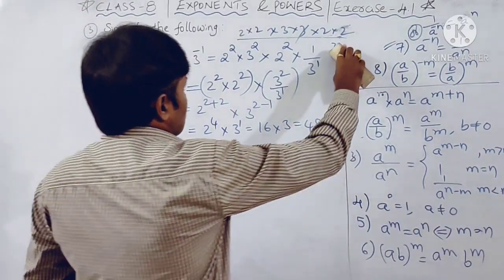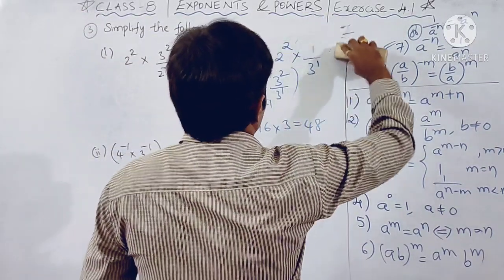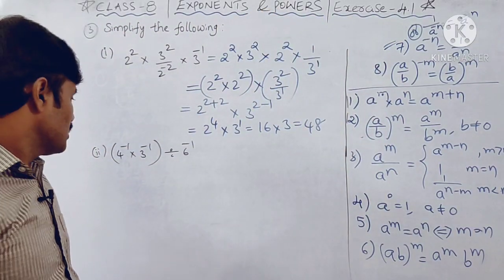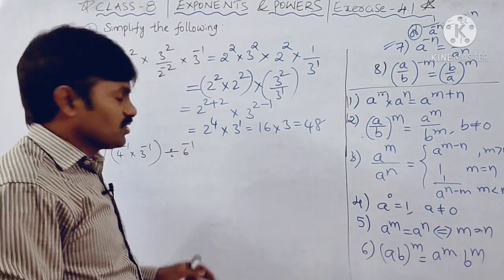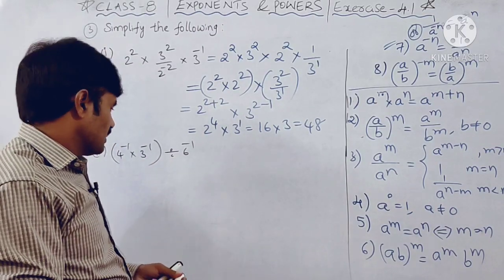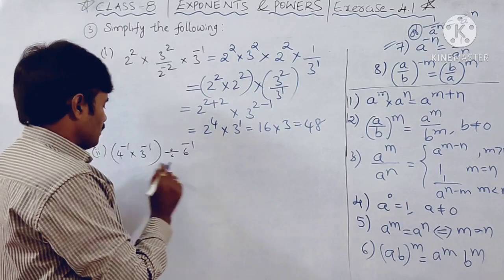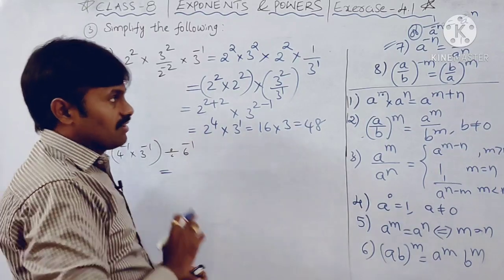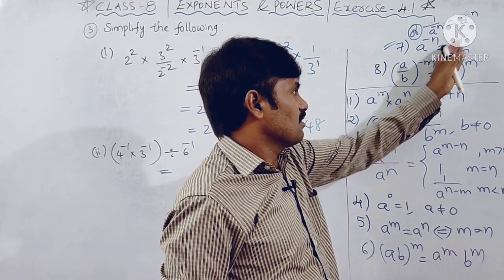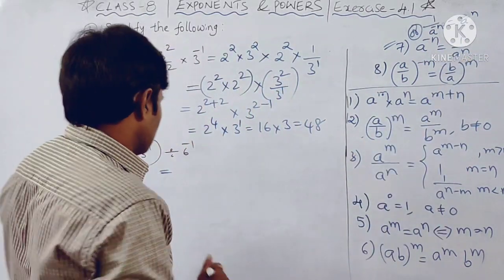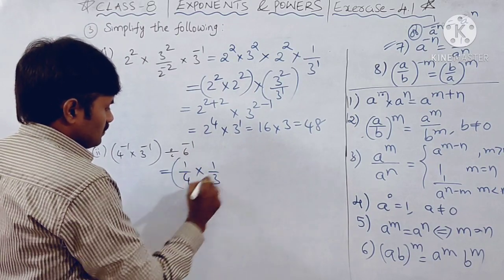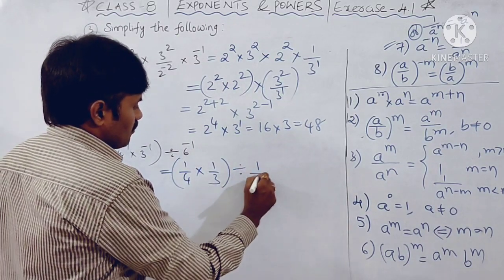Now see, in the same bit the next problem: 4 to the power of minus 1 into 3 to the power of minus 1 divided by 6 to the power of minus 1. See how simple. Convert into positive powers like this. a to the power of minus n is equal to 1 by a power n. So it can be written as 1 by 4 into 1 by 3 divided by 1 by 6.